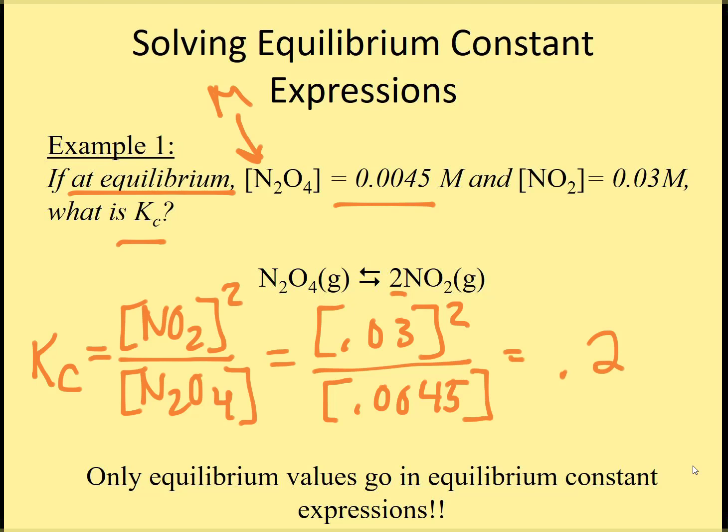So remember, your equilibrium constant should have no units. So it should just be a number. And recall that if it is a number less than 1, that means I'm going to have more reactants. And if it's a number greater than 1, I will have more products. And this one is less than 1, so I'm going to end up having more reactants at equilibrium.